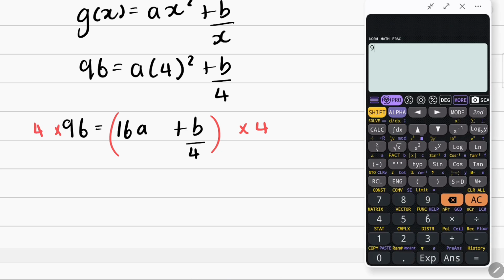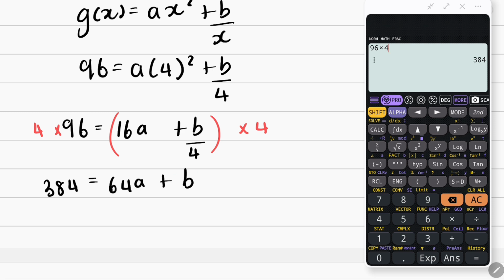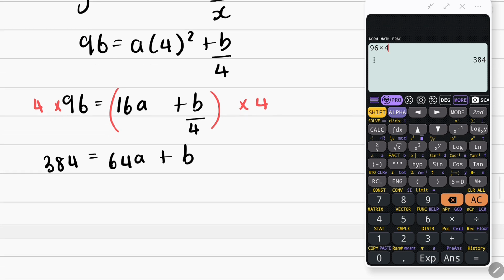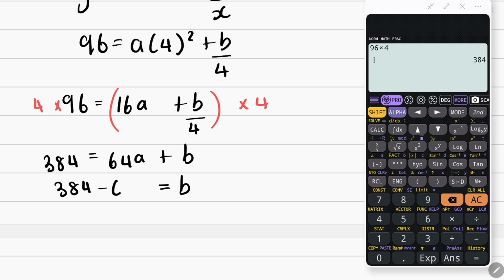Okay, so what is 96 times 4? It is 384. So this is 384 is equal to, and if we distribute, 16 times 4 is 64. So that's 64a plus b, okay, because the 4 will cancel. And now that b is without a denominator, we can leave it as b is equal to 384 minus 64a. Okay, and this is our first equation.